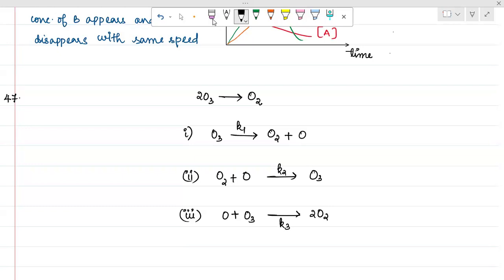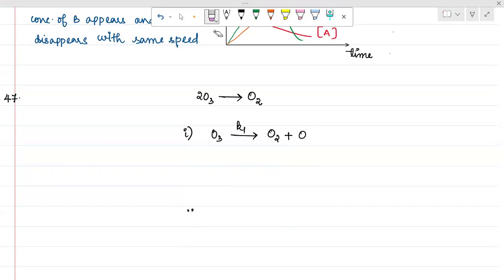All right. So there's a correction in the question. There are only 2 steps given. Step 1 is O3 giving O2 plus O with a rate constant of K1. And step 2 is O3 plus O becoming 2O2 with a rate constant of K2. Depending on the question, they'll change the mechanism. Don't worry, the mechanism will be given to you.